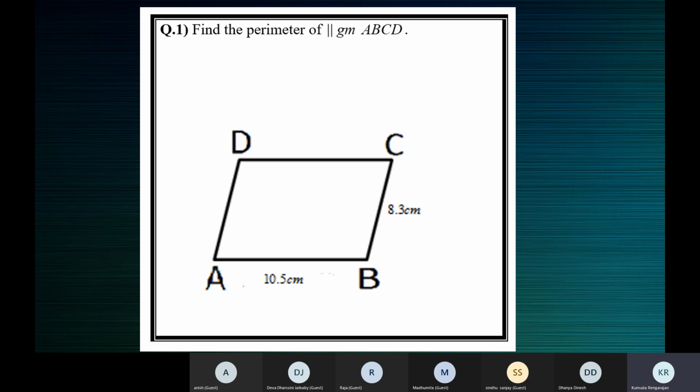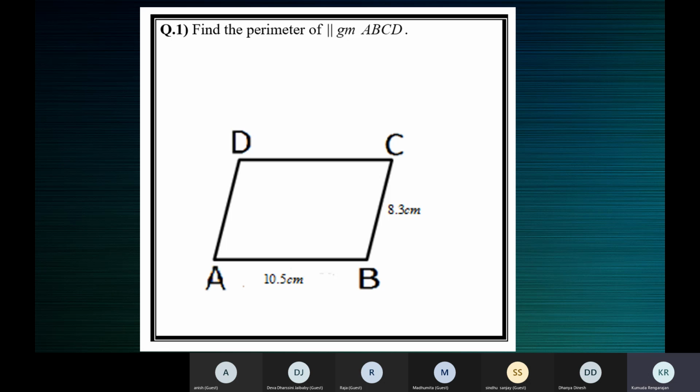Was any homework given? Do we need to discuss any answers? Okay. Looks like it's a no. Fine. Look at this question.